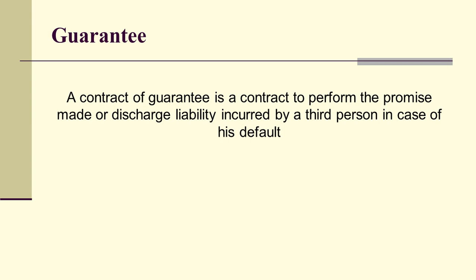A contract of guarantee is a contract to perform the promise or discharge the liability incurred by a third person in case of his default. There are three parties in a contract of guarantee. The surety is the one who gives the guarantee. The principal debtor is the person in respect of whose default the guarantee is given. And the creditor is the person to whom the guarantee is given. So there are three parties in the guarantee.